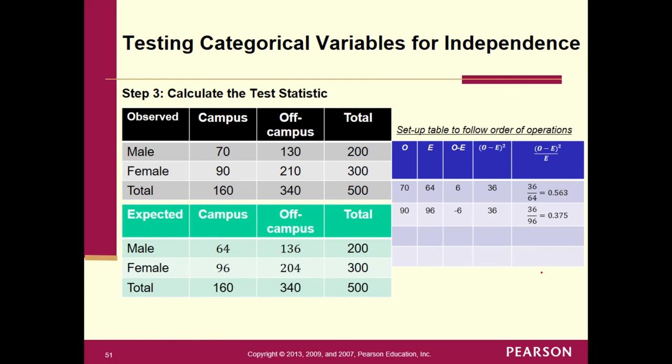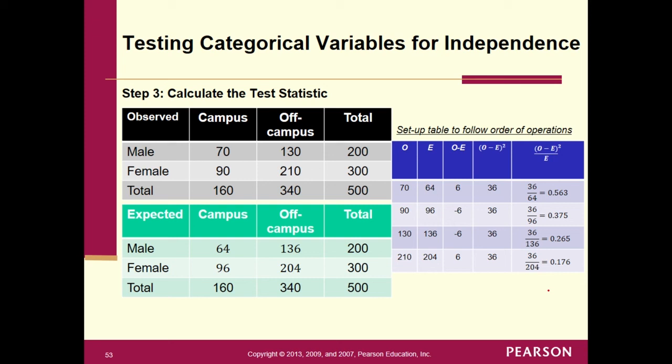So then we would go to the 90. You can go to the 130 if you wish. It doesn't really matter. You can go to 90 next. But if you go to the 90 next, then you have to compare it to the 96 here. If you go to the 130, you have to compare that to the 136. So I went to the 90. 90 minus 96 is a negative 6. Squared, 36. 36 divided by the 96 is 0.375. So I do that for the 130, and then I also do that for the 210.